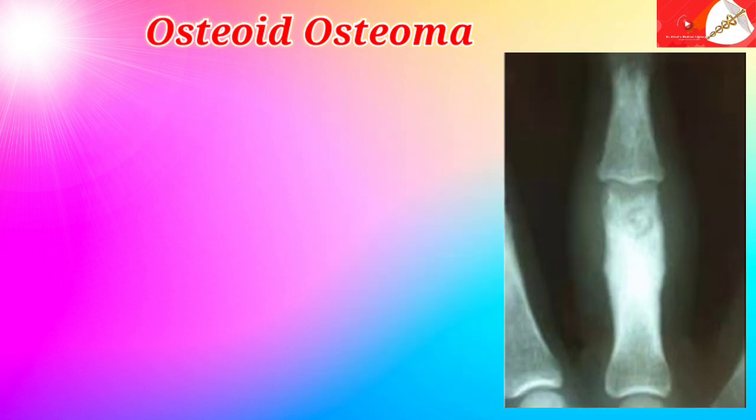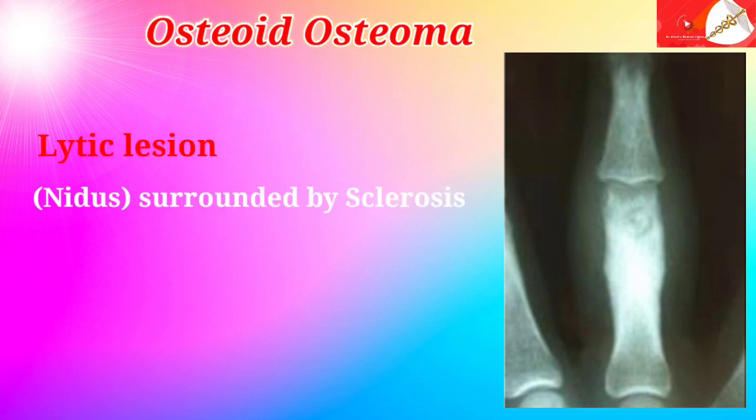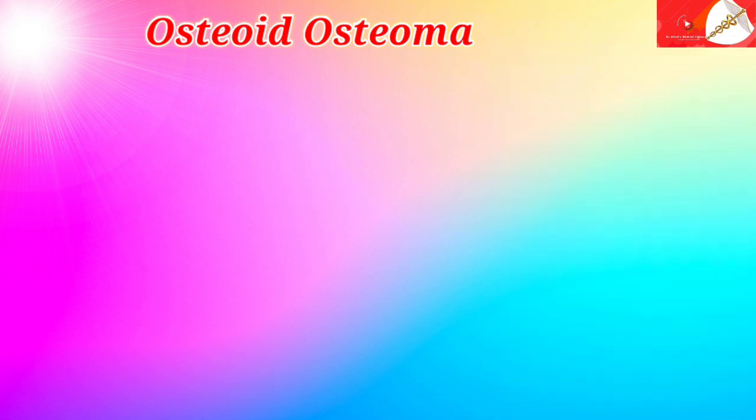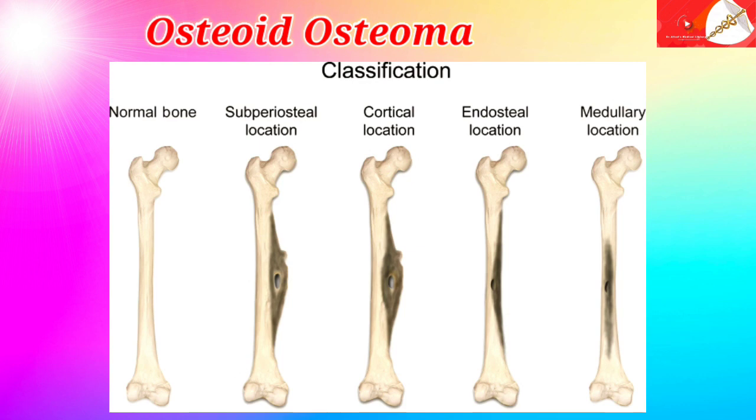Osteoid osteoma tumor lesion is well demarcated, with a lytic lesion and nidus surrounded by sclerosis, of a size less than 2 cm in diameter. Depending on the location, osteoid osteoma is classified as subperiosteal, cortical, interstitial, and medullary.